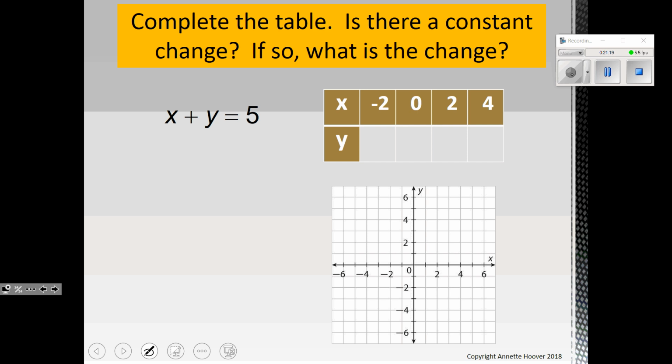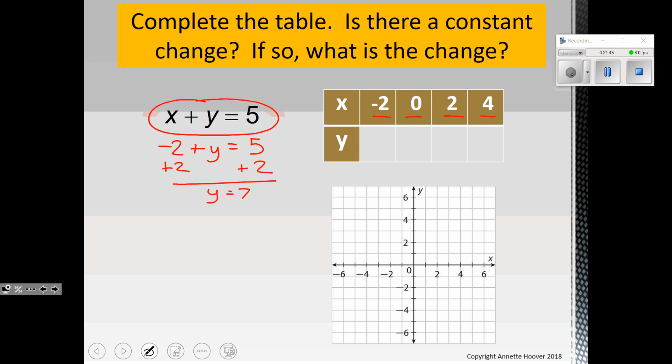Okay, so let's complete the table here. Here's the function. Let's see if it is a linear function. So when we're plugging in the domain here, we're going to plug in these numbers to this equation. A lot of times, you can plug it in just like this if you want to. I could plug in the -2 to x, and I could solve it this way. And now I know I have to add 2 to both sides, and y would be equal to 7. You can use the equation just the way it's written.